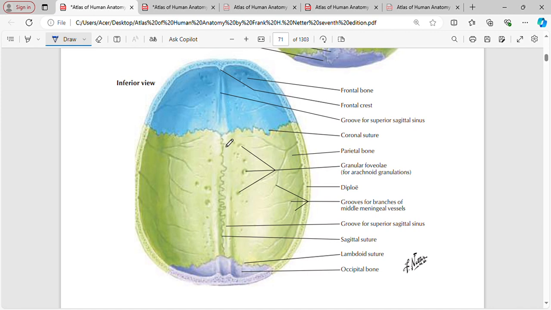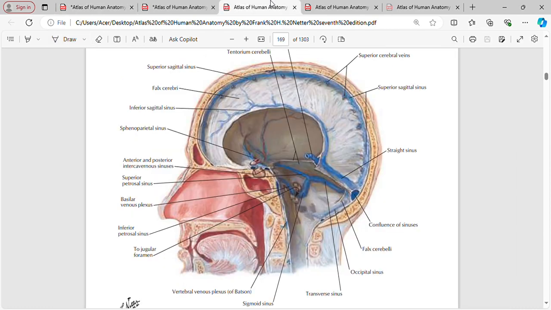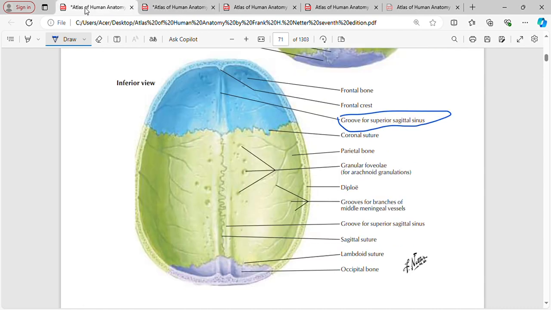You can see this is a major groove, the groove for the superior sagittal sinus, right? What is a superior sagittal sinus? You can see this is entirely a venous sinus that is going to drain the blood, right? So this is the groove for the superior sagittal sinus on the inferior surface of the vault of the skull.